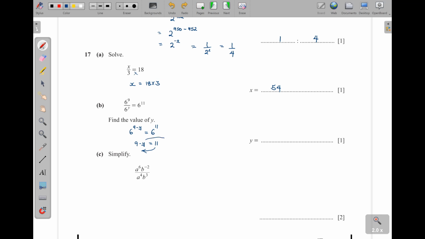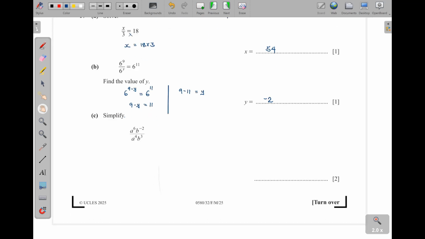Okay? So what does this one give us? We shall now have 9 minus 11 shall be equal to y. And this one gives us a negative 2.